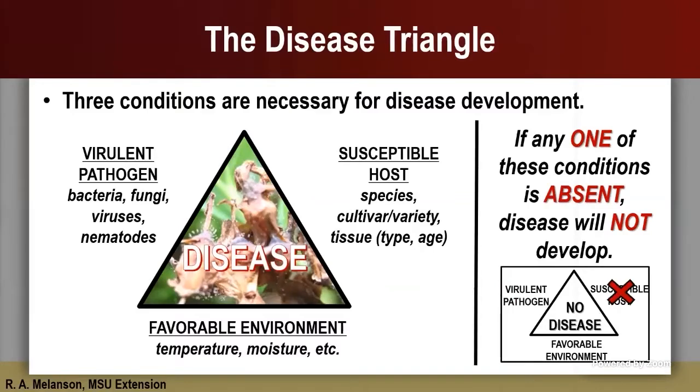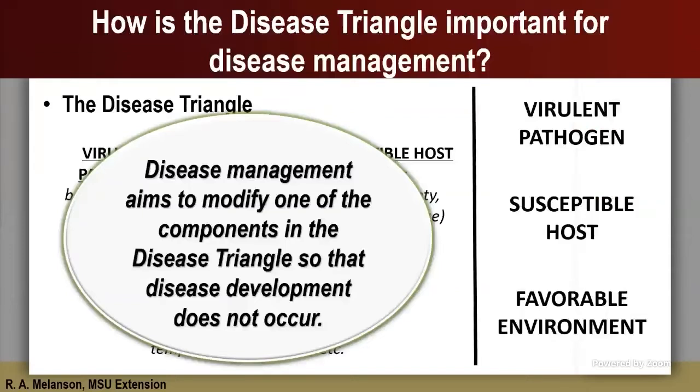When we're thinking about disease management, you can try and expect what diseases may occur, and I'll talk about some of that with some specific diseases later. But if any one of those conditions is absent, as you saw with the X's in each of those three conditions, then disease will not develop. So when we're talking about disease management, we are trying to modify one of those components of the disease triangle, which was illustrated on the previous slide, so that disease development does not occur.